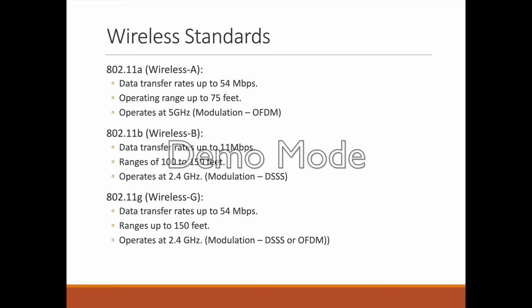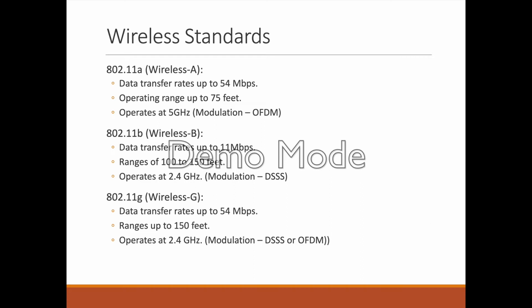We have the 11A, wireless A. Data transfers up to 54 megabytes, as we mentioned. Operating range is 75 feet. So this is key as well. You have to make sure that the network that you're using can get up to a certain range for it. And that's why access points come in handy.